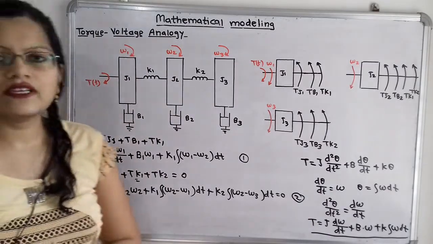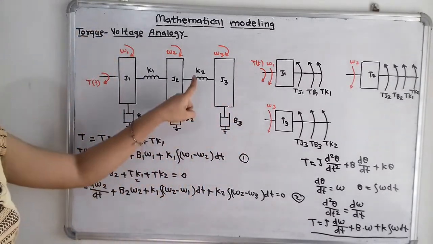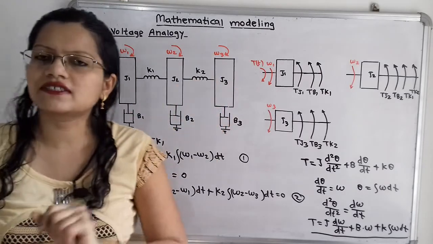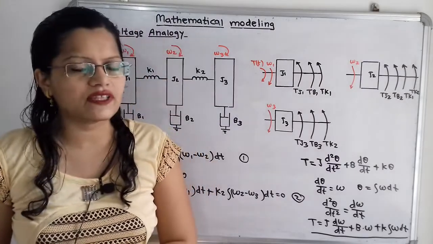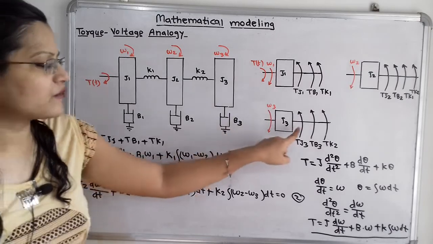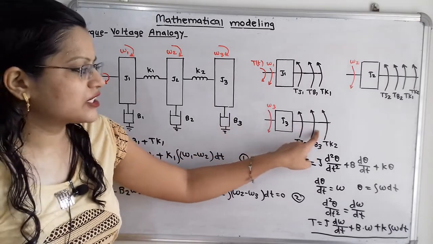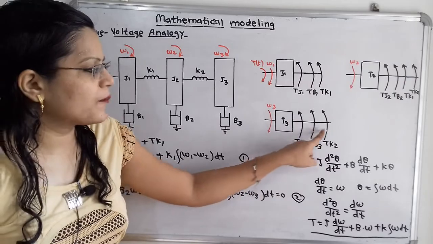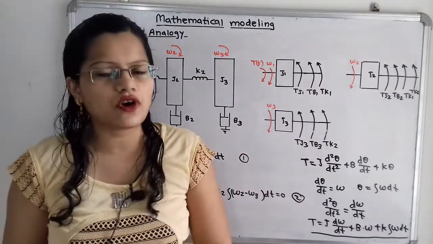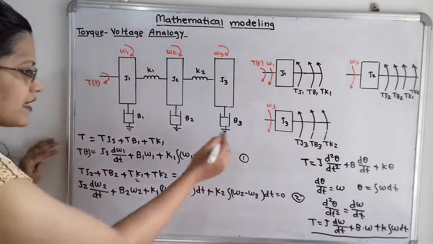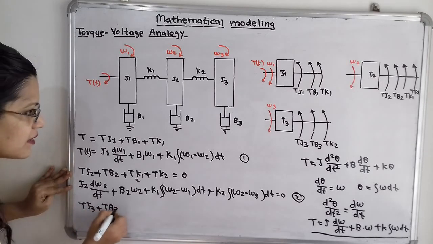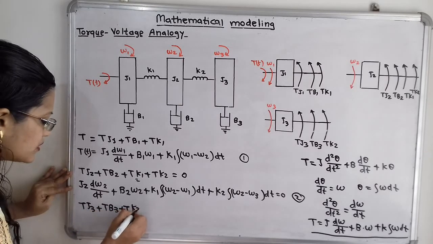Now we will move for the third. So for this third Z3, element K2 and B3 and inertia torque due to Z3, these three elements are responsible for the reaction force, where omega 3 is the angular velocity, and we have to show the reaction torques in the opposite directions. So I will take here summation of all reaction torques is equal to 0, that is Tj3 plus Tb3 plus Tk2 is equal to 0.